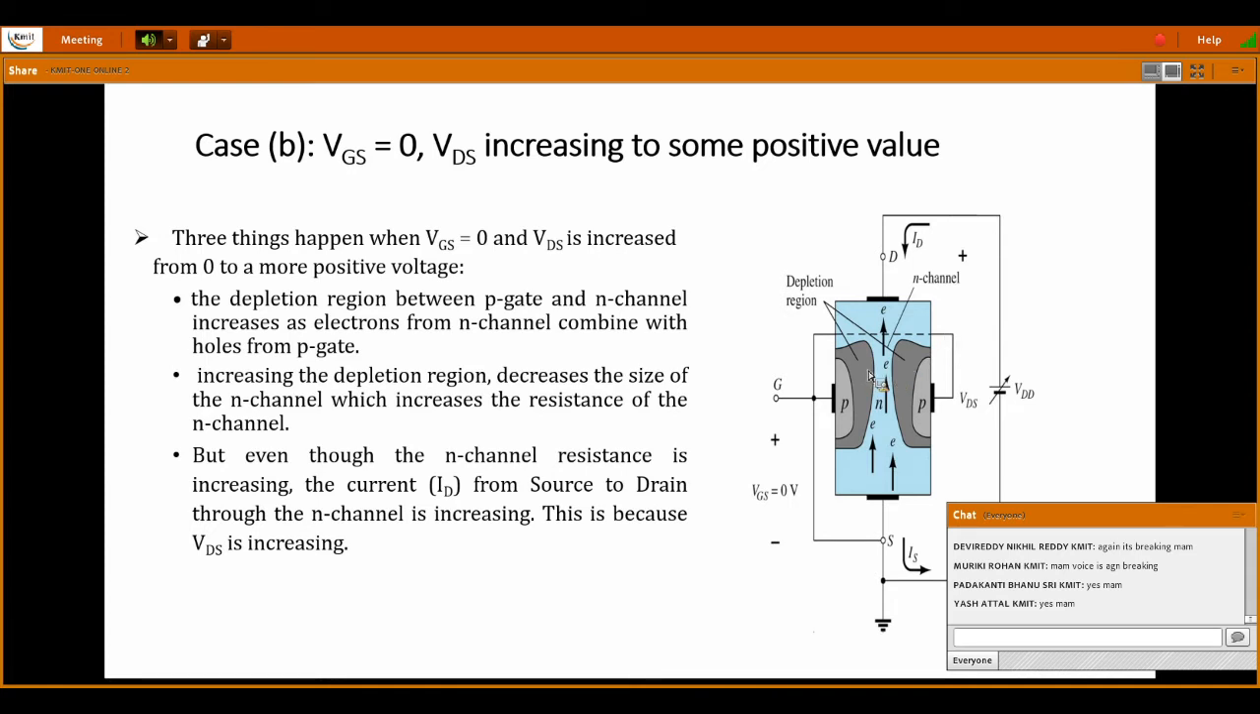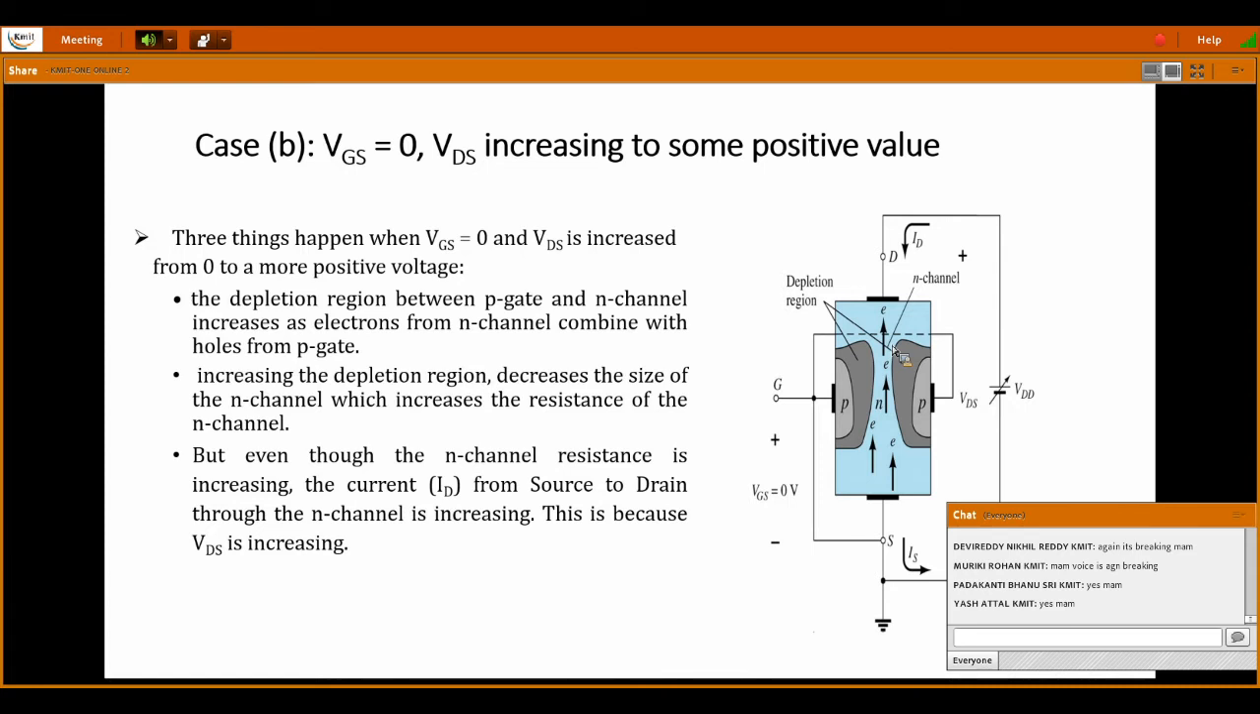So reverse bias is increasing means what? The depletion width is increasing, and with the increasing of the depletion layer, what happens to the channel? The channel is nothing but the path through which the electrons are moving. So the width of the channel is decreasing. And because the width of the channel is decreasing, because of the increase of the reverse bias, the resistance is also increasing. Means the path available for the flow of current is reducing. So you try to understand this.